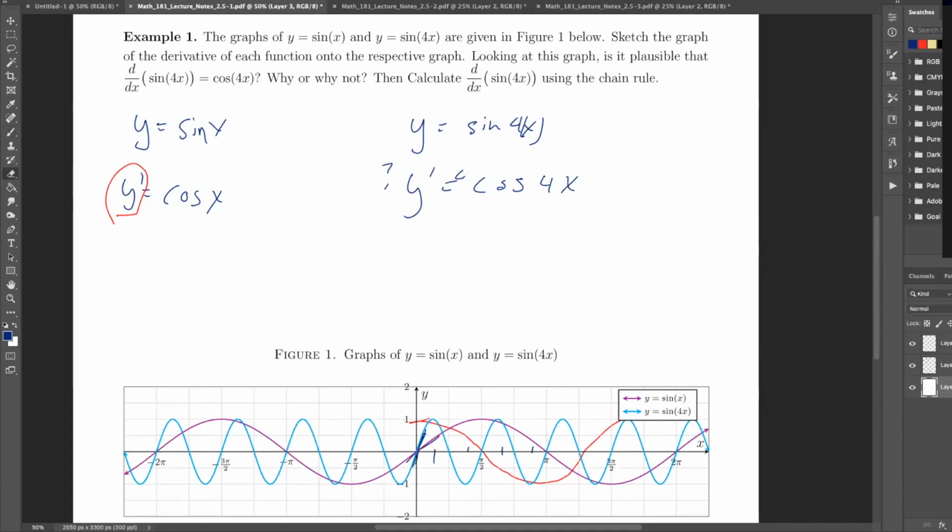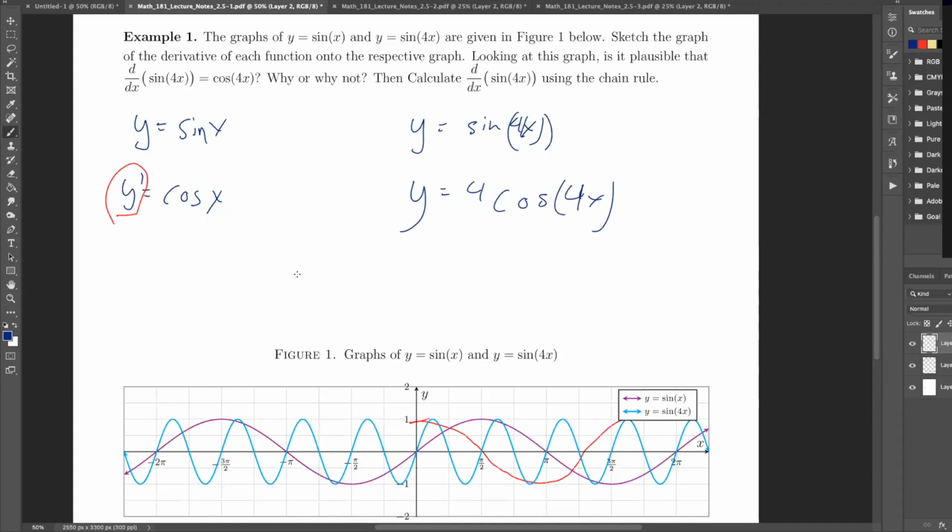Oops, I'm on the wrong layer. I always am.